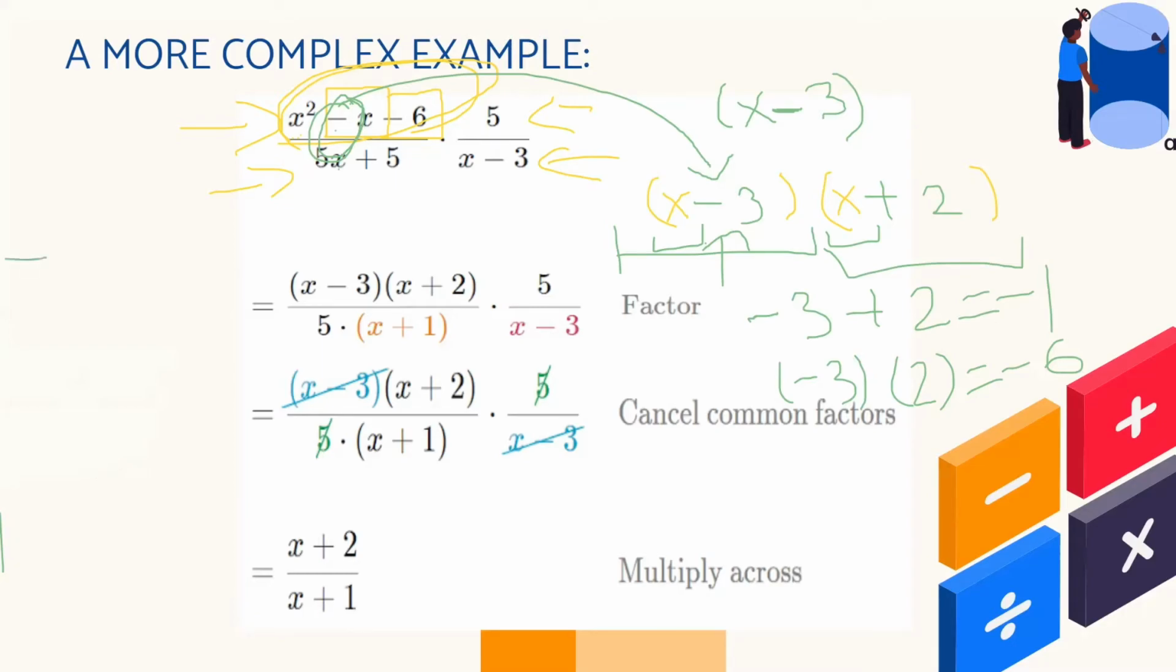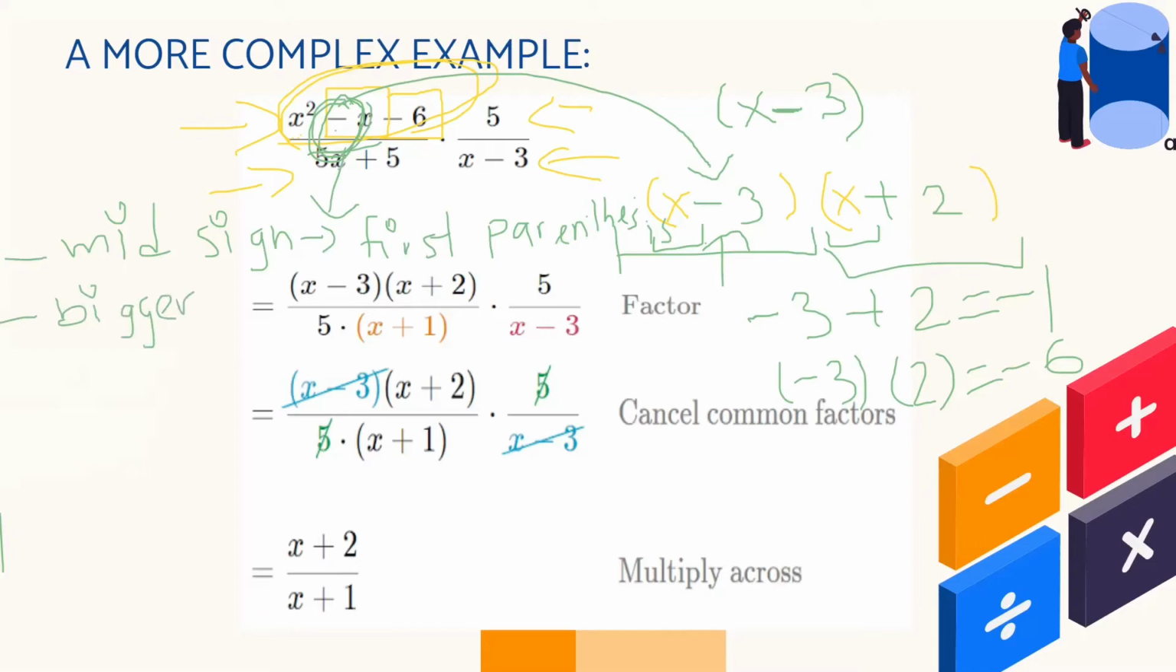The first thing that I told you is the middle sign. The middle sign should be in the first parenthesis, in the first factor. Whatever sign you have in the middle, that sign should be in the first parenthesis. And another thing that I said was the bigger number goes first.